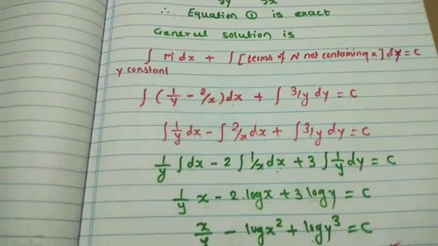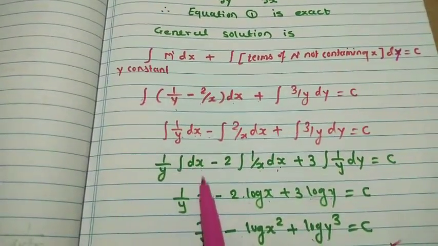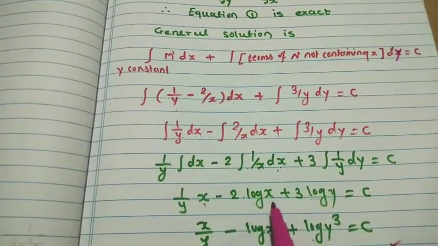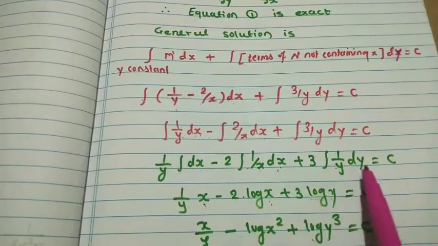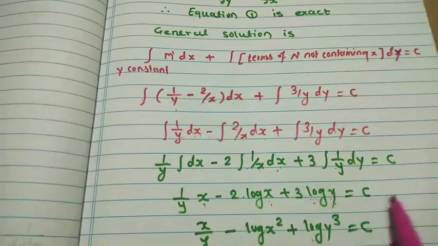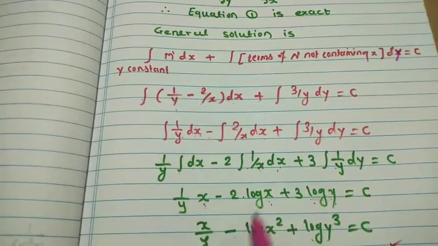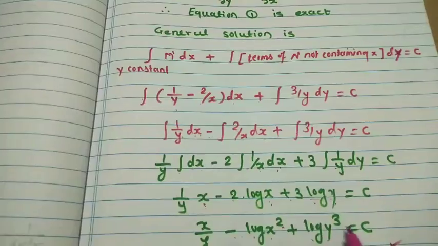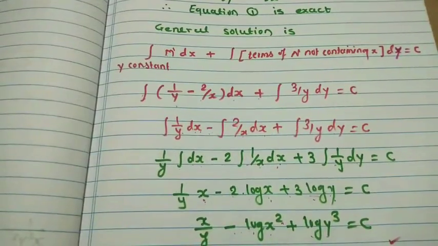Now take the integration of this. The integration of dx is x. The integration of 1/x is log x. The integration of 1/y dy is log y, equal to c. Now we can write x/y − 2 log x, which is log x², plus 3 log y, which is log y³, equal to c. So this is the general solution of the given equation.